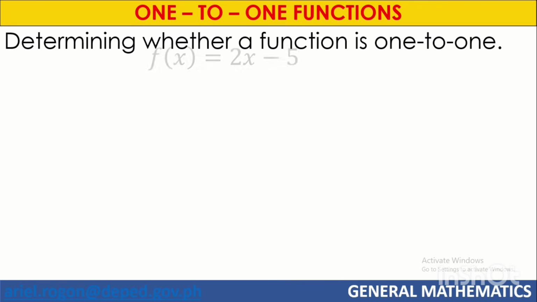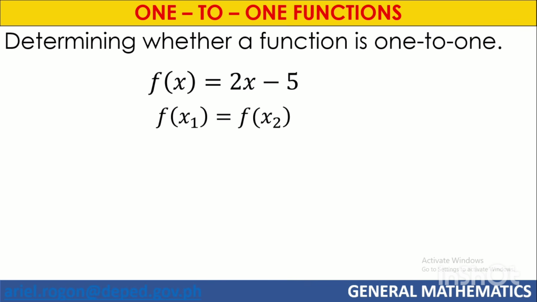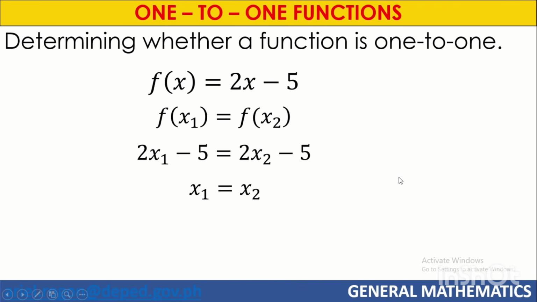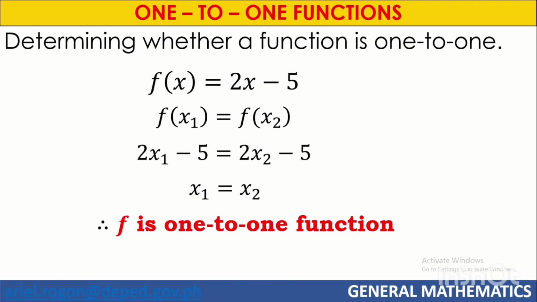Next. Okay, paano naman kapag ang given ay equation? Paano natin malalaman kung one-to-one ba yan or not? For example, f of x is equal to 2x minus 5. So, given yung definition natin that f of x sub 1 is equal to f of x sub 2. So, 2x sub 1 minus 5, using the given function, no, equals 2x sub 2 minus 5. So, we cancel out -5. So, therefore, x sub 1 is equal to x sub 2. So, meaning, kapag equal, that is a one-to-one function.